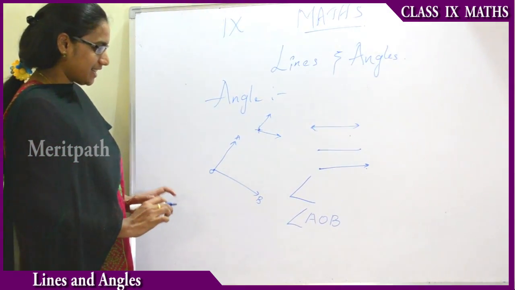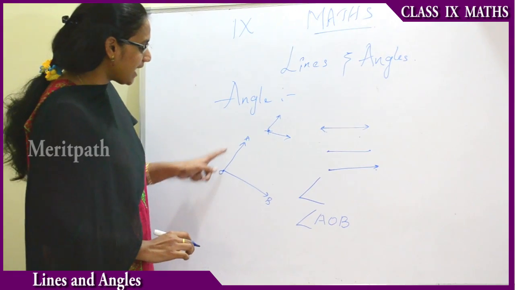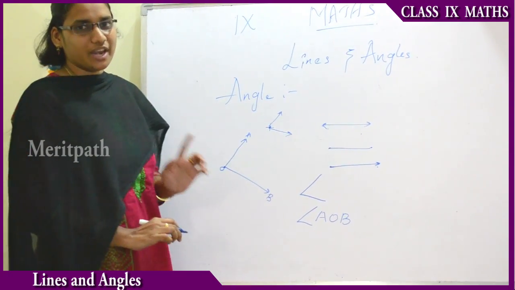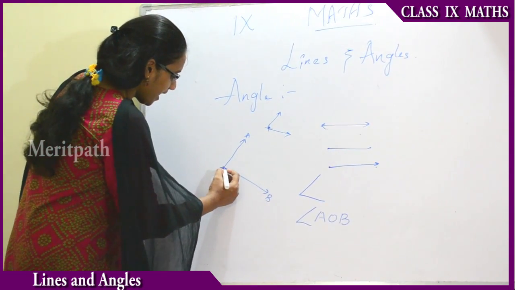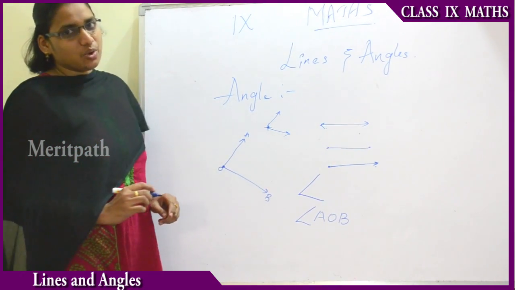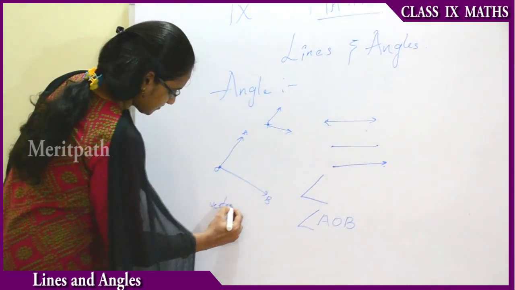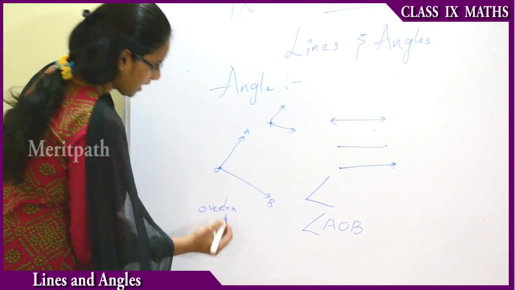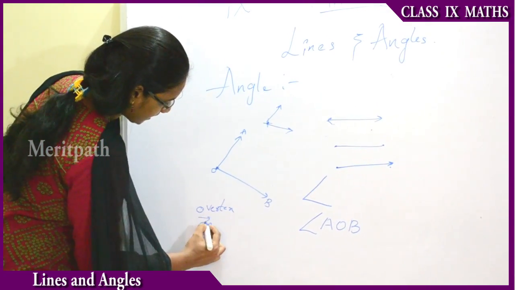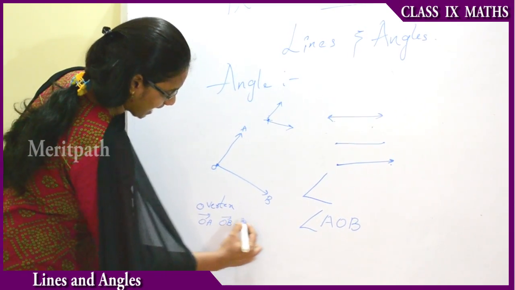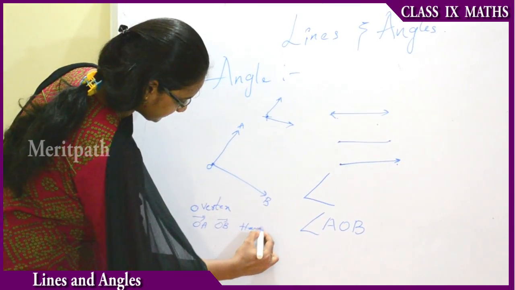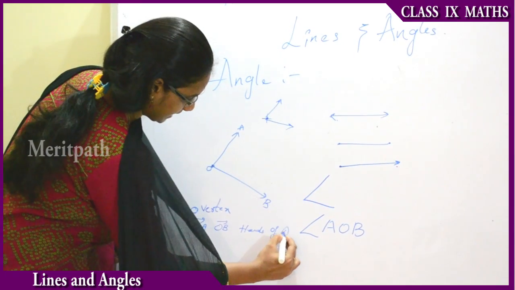Here I repeat again the definition of angle: the inclination between the two arms is known as an angle. The common endpoint O is known as the vertex of the angle, and the OA ray and OB ray are known as the hands or arms of the angle.